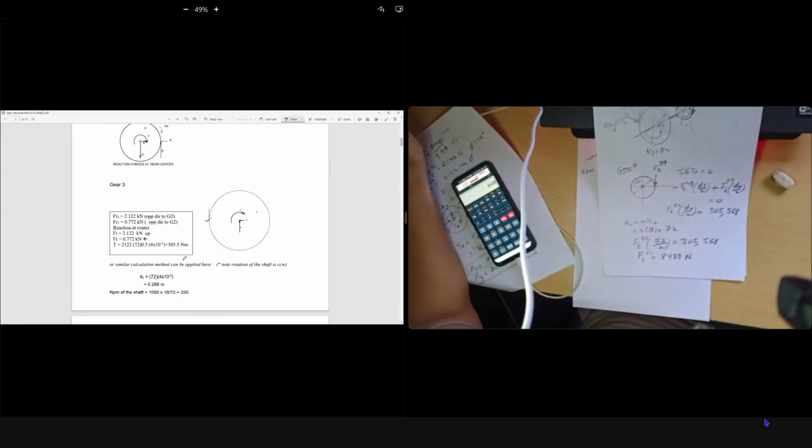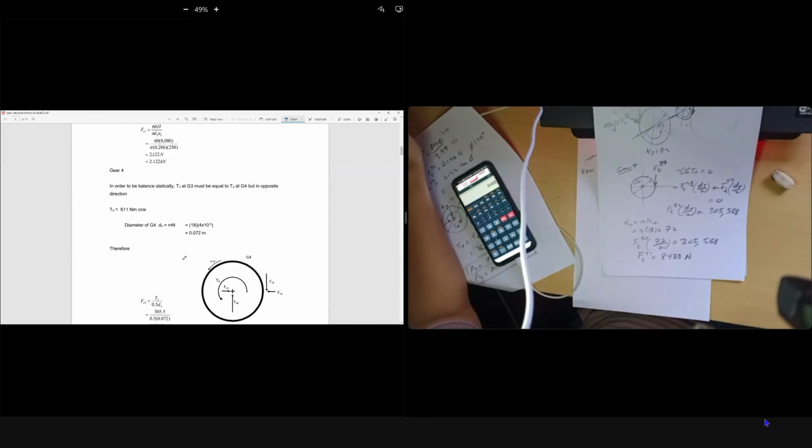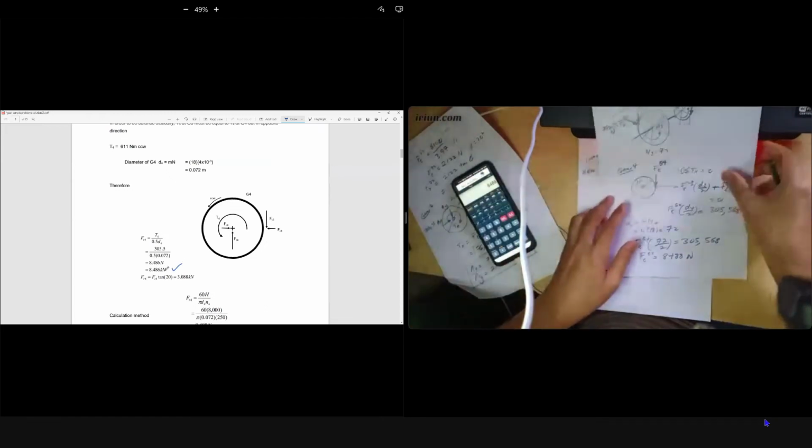8488 Newton. Clear tak? Clear faham apa saya cakap? Faham doktor. Gear 4 tu betul 8488. Okay, so it means once you got your gear 4, summation of torque equal to 0. That's the point.